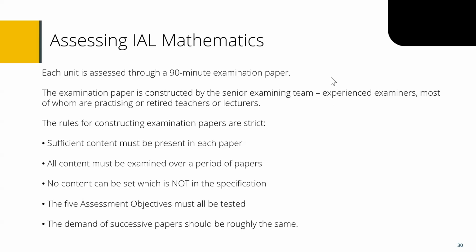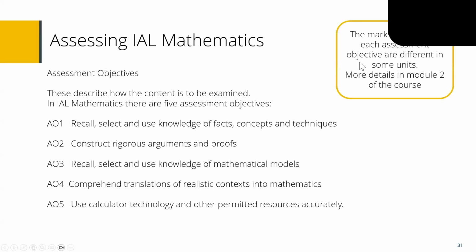So I mentioned the 5 assessment objectives. So these are the following. This describes how the content is to be examined in the International A-level Mathematics. And there are 5 assessment objectives which are different to the normal A-level Mathematics that they have in the UK. So if anyone's familiar with that one, these are slightly different. You can see them on the screen now.